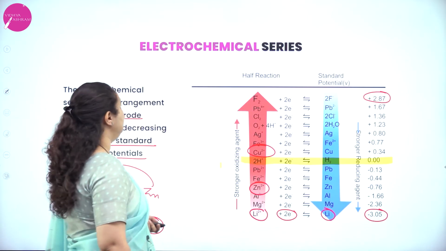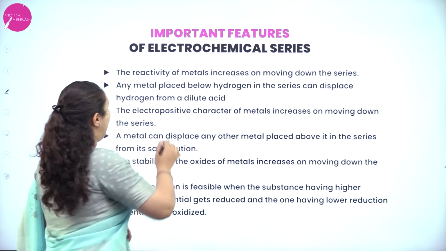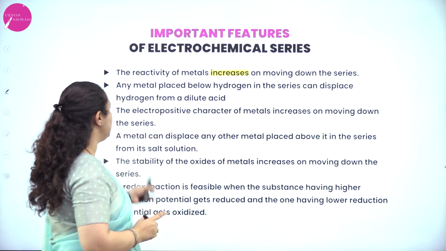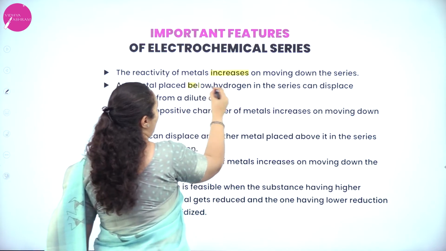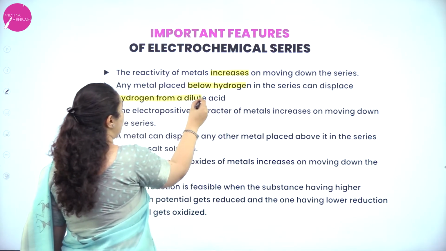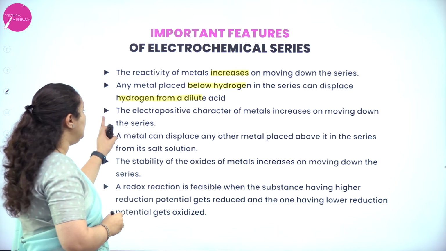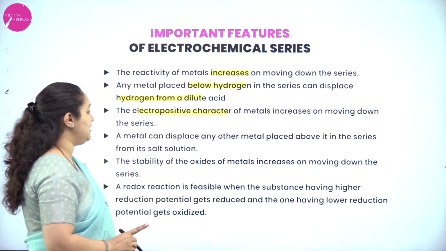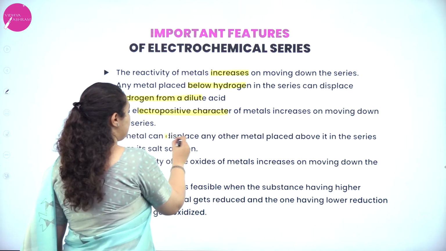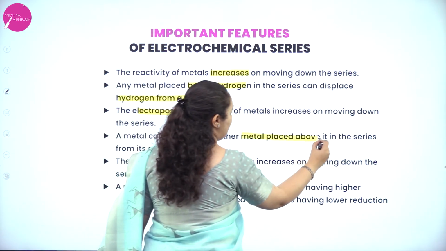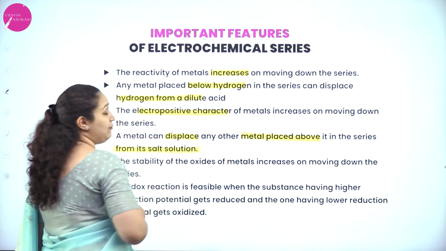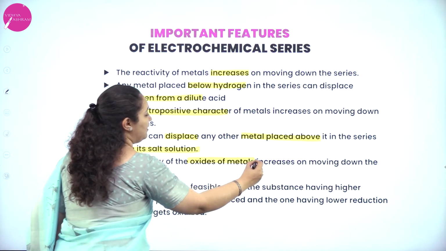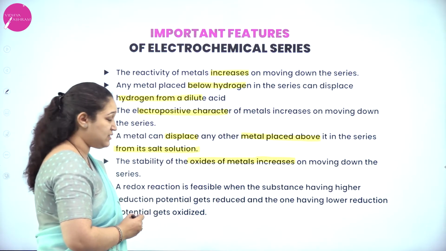So once again, the reactivity of the metal increases on moving down the series. Any metal placed below hydrogen in the series can displace hydrogen from dilute acids. The electropositive character increases as we go down the series. A metal can displace any other metal placed above it from its salt solution. The stability of the oxides of the metal increases as we go down the series.